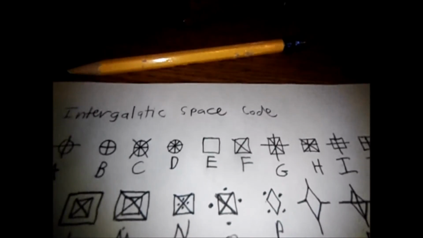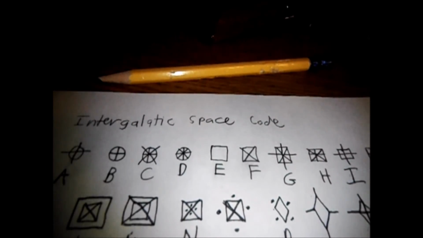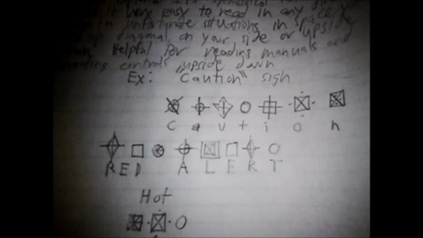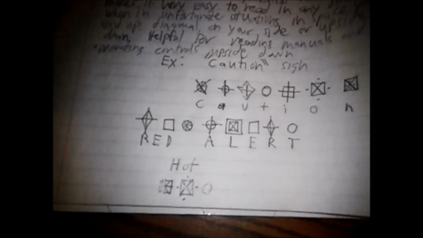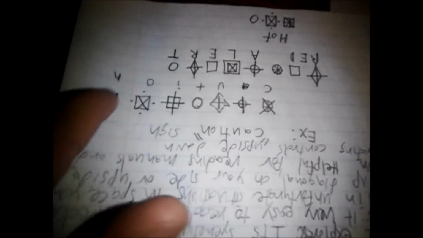And then, there we go. That is how to write in the Intergalactic Space Code. It was very helpful for early explorers. If I wrote a book, I might use this one. But as you can see, this is easy to read backwards in any direction. Then I have some examples here. I wrote down caution, for example, like when astronauts need to operate complex controls, or red alert, hot, all that stuff. Basically, as you can see, it's still easy to read, and even if you turn it upside down, it's still easy to read backwards. So caution, red alert.